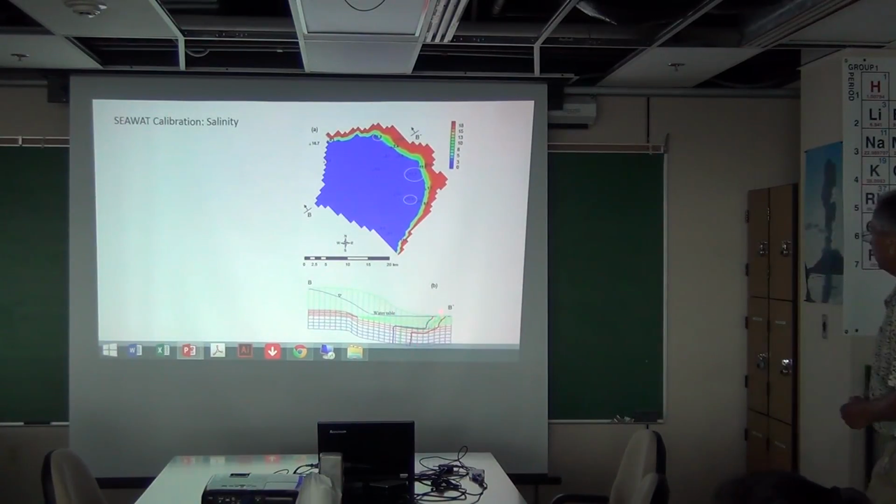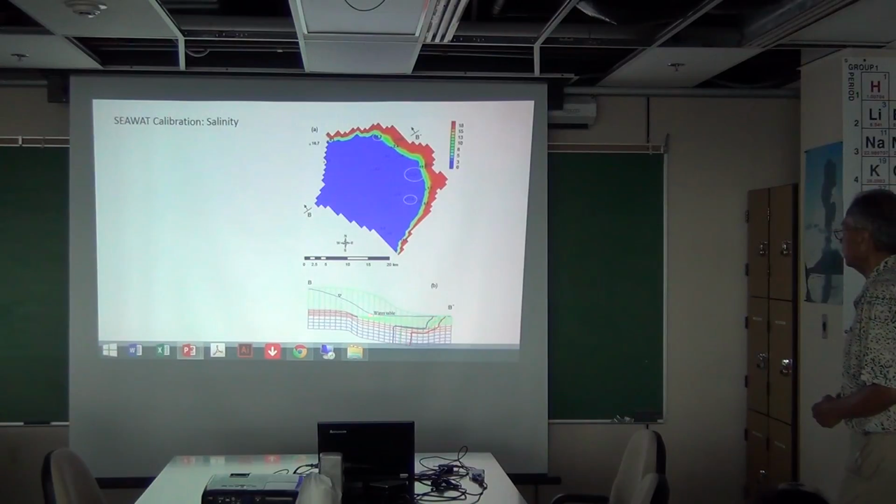And this is basically the salt water wedge. So this is salt here, and this is brackish, and this is fresh water, which is typical for areas where you have a basement, where you have no flow at the bottom. And this is the water table.